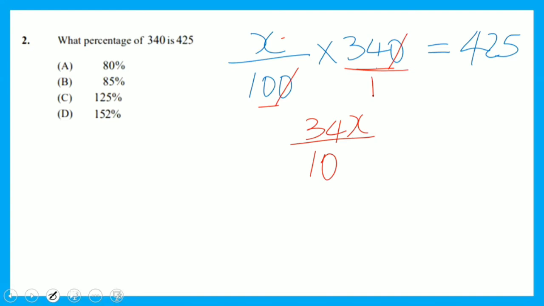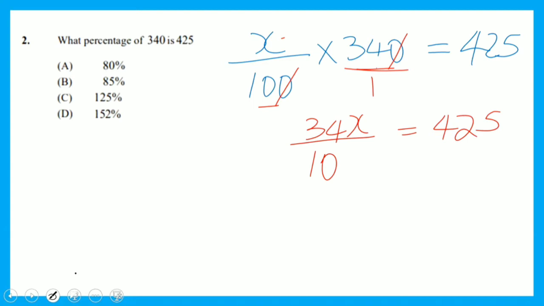Just to make it fractional and comfortable for some people. All right, so now we have 34x over 10 equals 425. I'm trying to find x, clearly, right? So here now, it's your solving equations game. All right, so here we go.